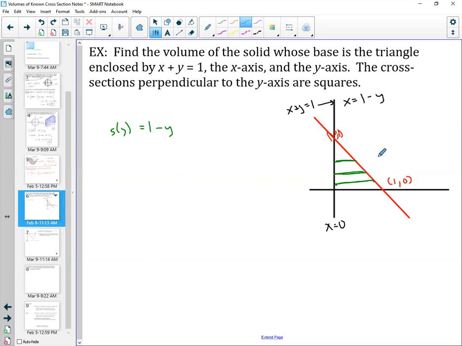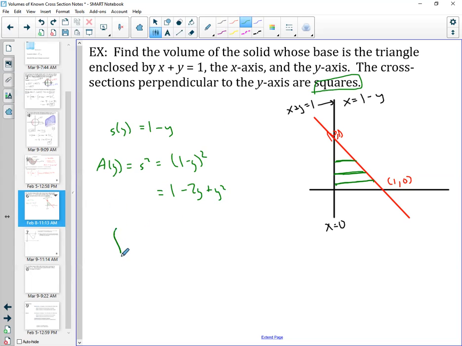Think about that for a minute, that's good. When y is 0, it should be 1, and it is. When y is 1, it should be 0, and it is. And it gets smaller between those two. That's kind of how that should work. We're doing square cross sections. My area function, A of y this time, is s squared, which is (1 minus y) squared, which is 1 minus 2y plus y squared.